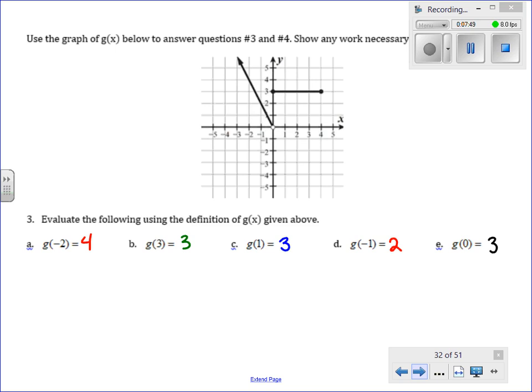Some of the questions that we get on these is, what if there's 2 open circles? You know, what if we had an open circle here instead of closed? In that case, we say that the point does not exist. So if that happens where you have 2 open circles, we just put DNE, does not exist, for that value.